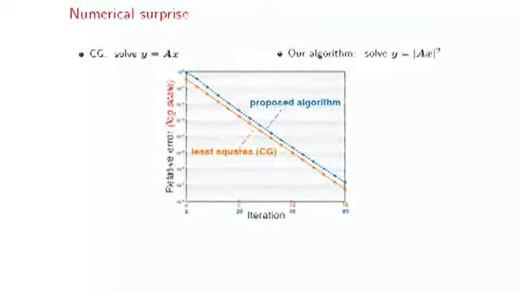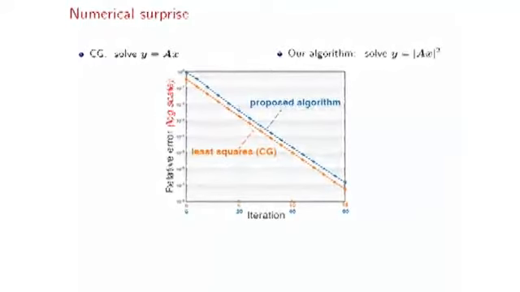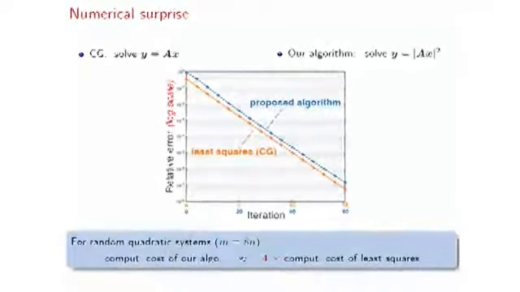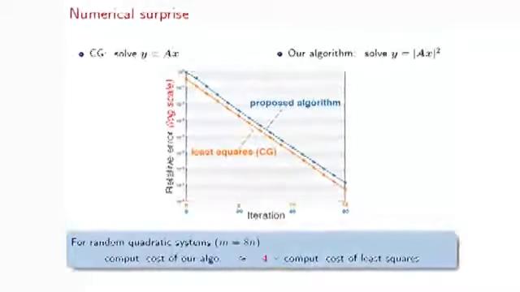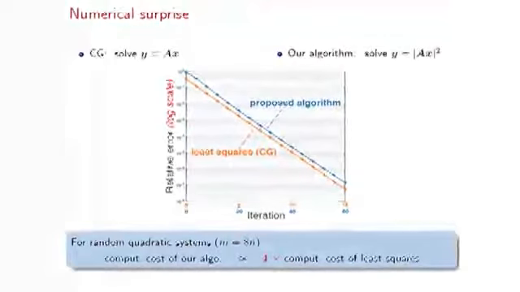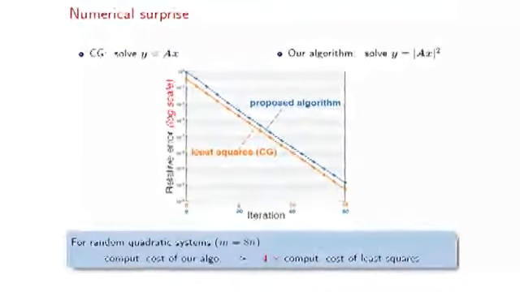The good thing about this rescaling is the following. After rescaling, you can see that the error curves almost lie on top of each other. This gives us the message that for whatever accuracy we want, the computational cost of our algorithm for solving a quadratic system of equations is just about 4 times that of solving a least squares problem of the same size. And this justifies our title, which is solving random quadratic systems is not much harder than solving a least square problem.